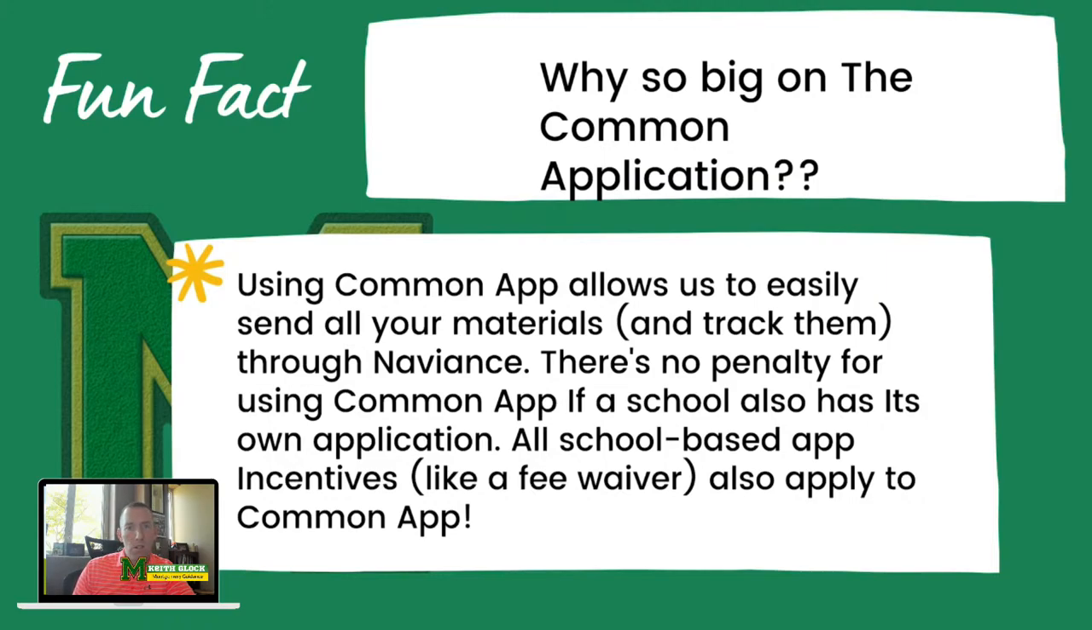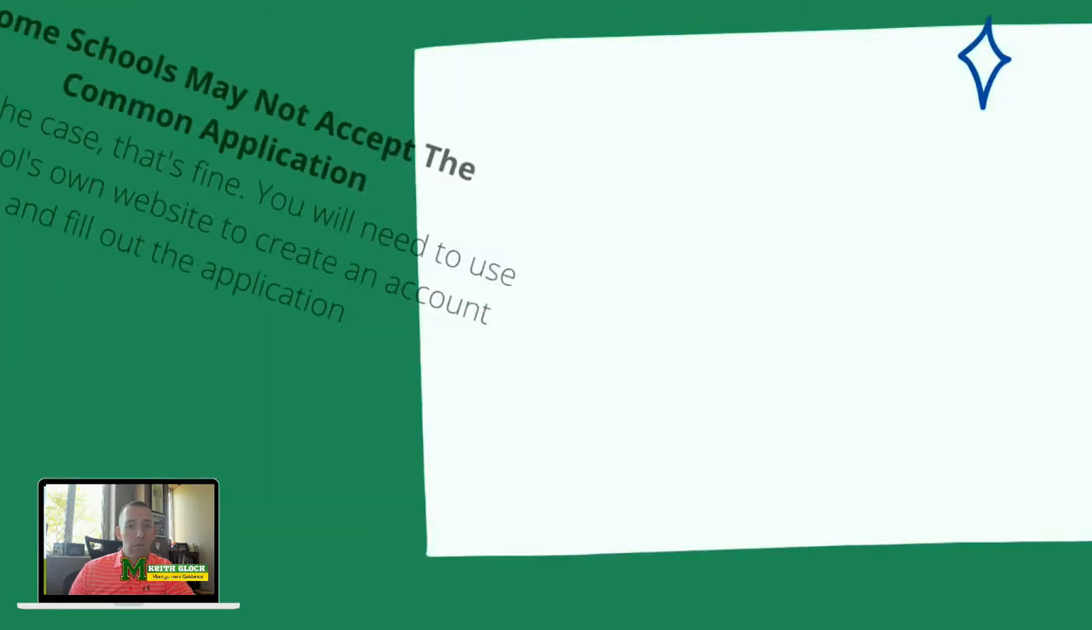There's no penalty for using the Common Application at all, as opposed to using a school's own website. They're not legally allowed to do that, to create a priority system. So it really is up to you, but we strongly recommend that if there's the Common Application option, you utilize the Common Application for sure.